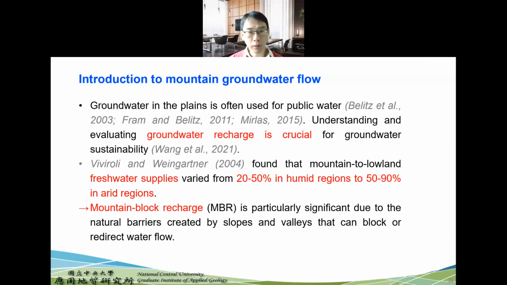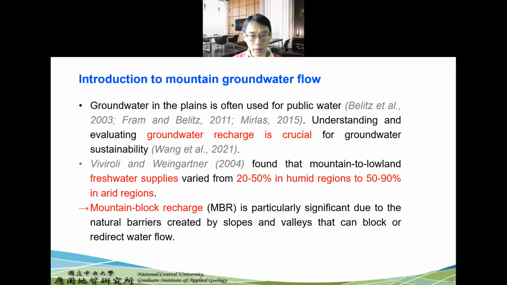Okay, following, we would like to introduce mountain groundwater flow. The groundwater in the plain is often used for public water. Understanding and evaluating groundwater recharge is crucial for groundwater sustainability. Even though we commonly do groundwater pumping in the plain area, some of the water comes from the mountains and some is from surface recharge. And right now, we found that mountain recharge could be one of the important issues.